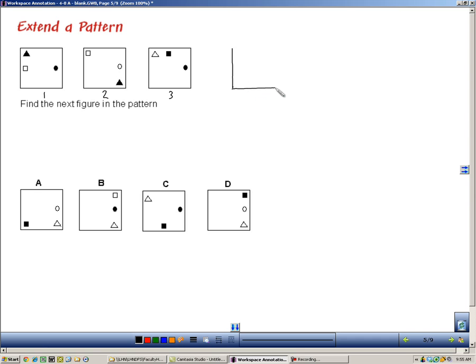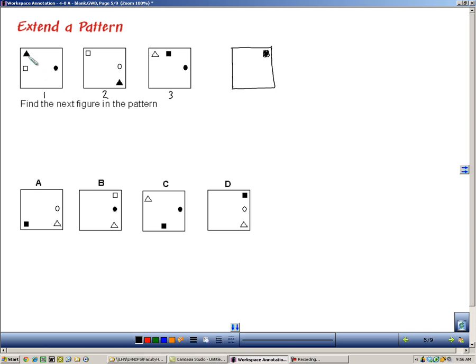So I'm going to guess, at least make an educated guess here, and say that my square will probably end up in this corner and it will be filled in because it will continue its way around clockwise around the outside of the square. Now let's look at the diamond separately.